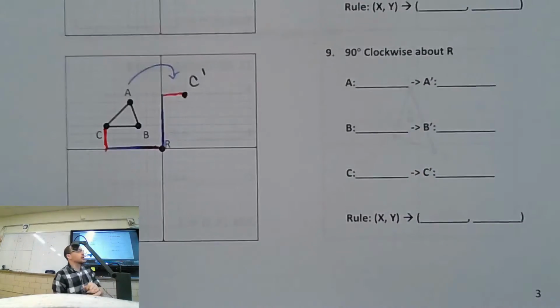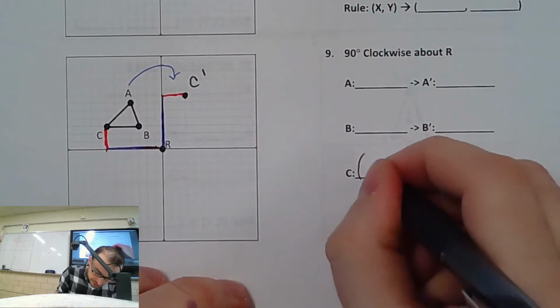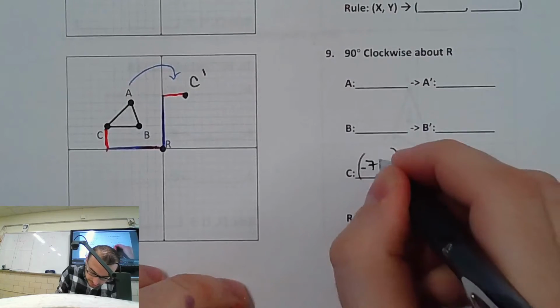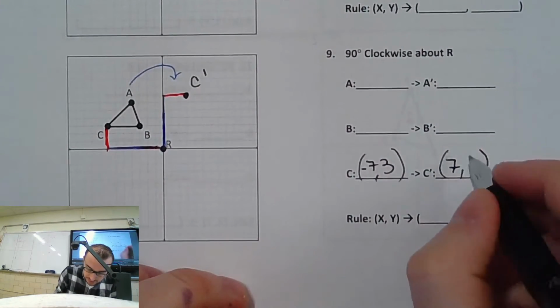Are we feeling decent about rotating our L's? Making the L's and rotating them. Again, break it down into the little pieces of the L, the red part and the blue part, and just think about which direction they're going to point. That's the key. Let's write down these coordinates and see if we can find the rule. Looks like original C is negative 7, positive 3. And new C prime is positive 7, positive 3.